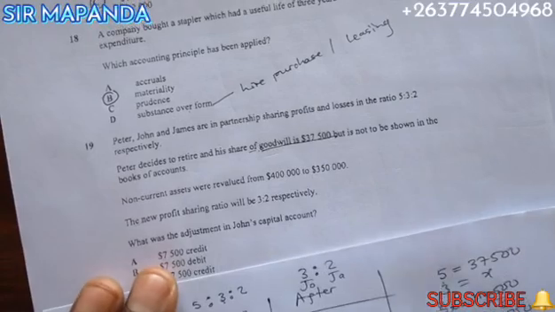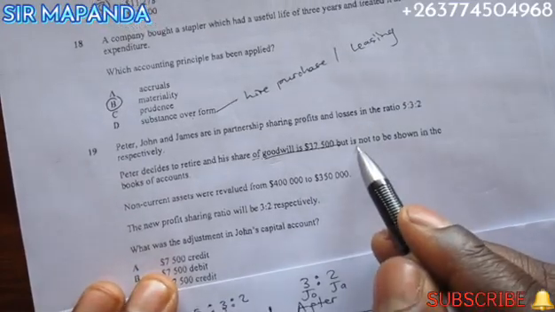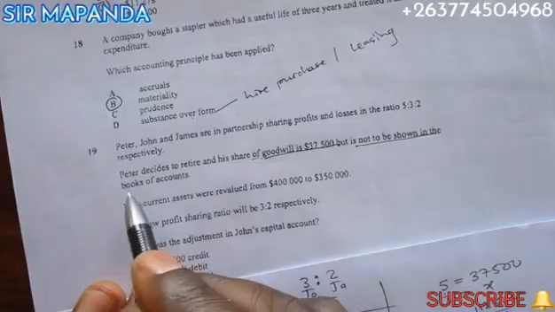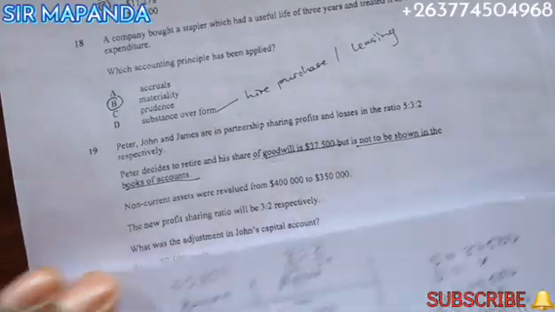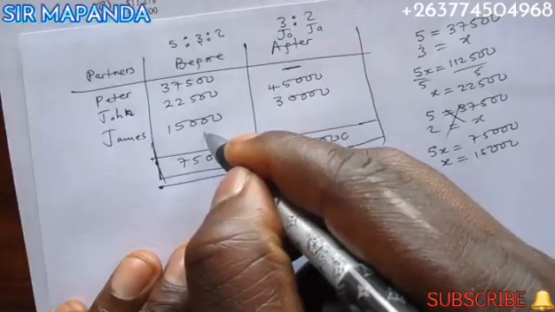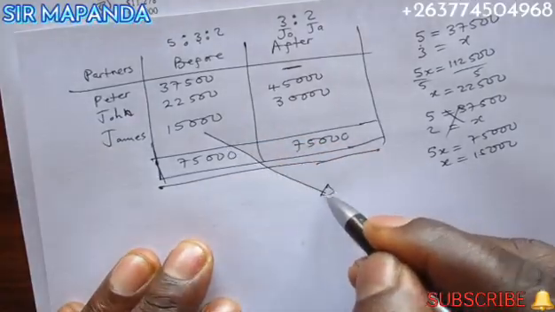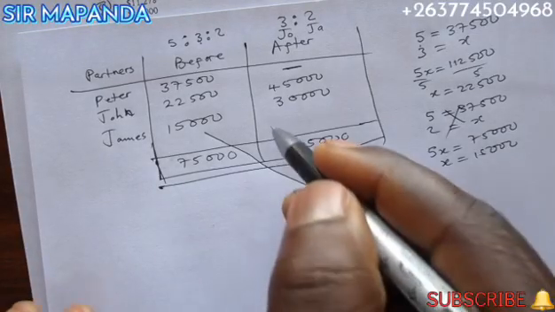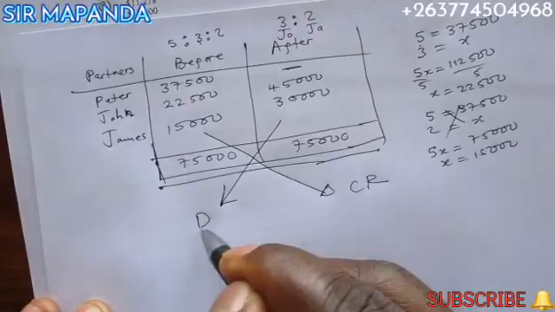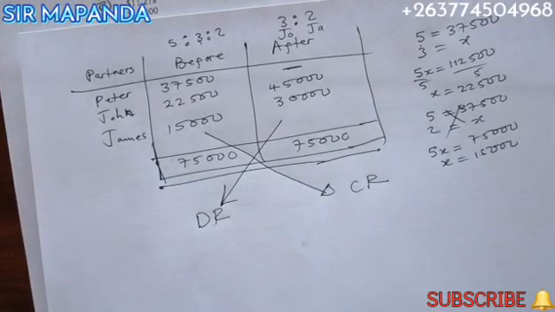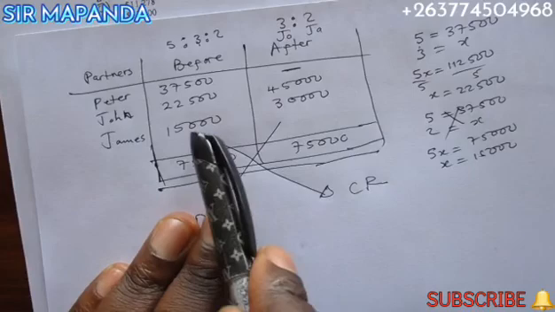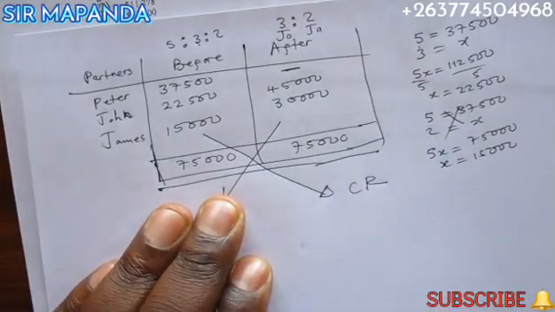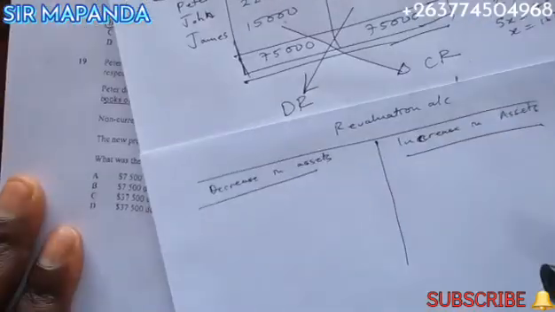Since there is a statement that goodwill is not to be shown in the books, if goodwill is not to be shown in the books, the goodwills on the before are credited in the partners' capital accounts. The goodwills on the after are debited on the partners' capital accounts. So this is the adjustment if goodwill is not to be shown in the books. Then if goodwill is to be shown in the books, only before are credited and the after are not debited. Take note of that.